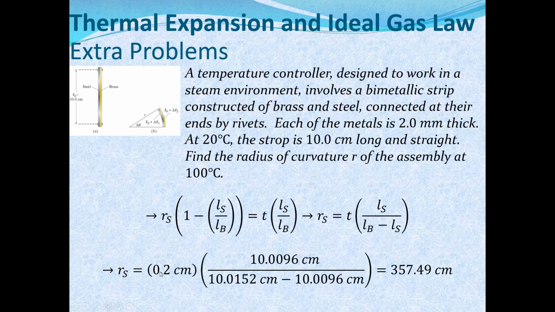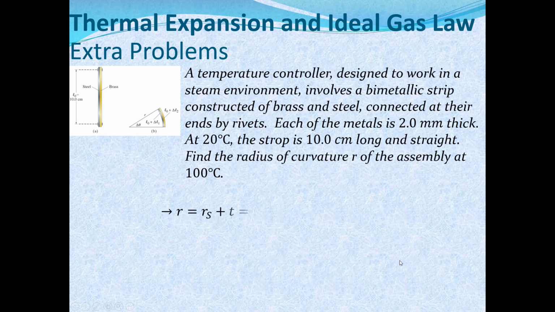So from here, I get that the steel beam is going to curve so that it has a radius of curvature of about 360 centimeters. Since I want the radius to about the middle part of it, what I'm going to do is just add the thickness, and I end up getting 3.58 meters, or 358 centimeters.